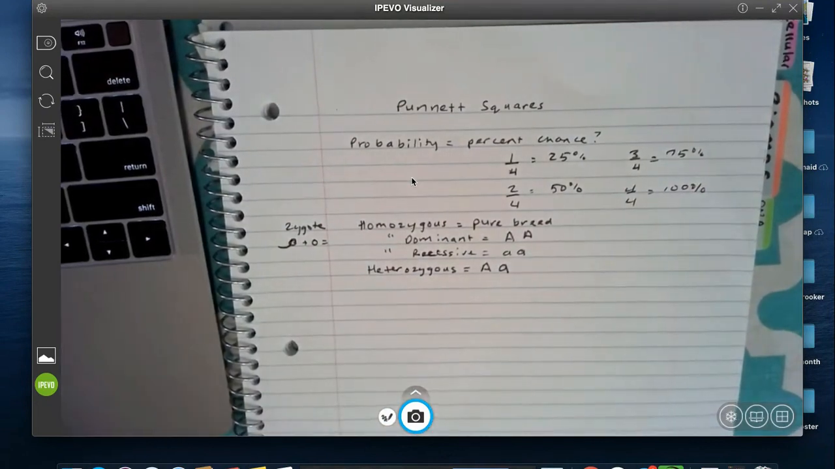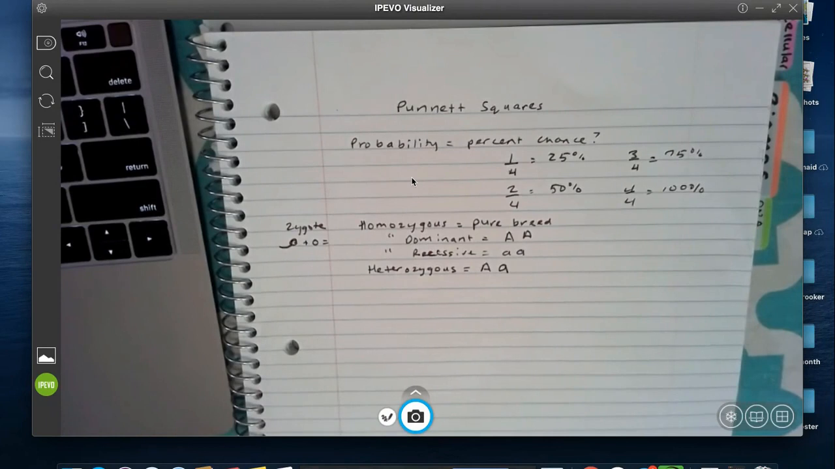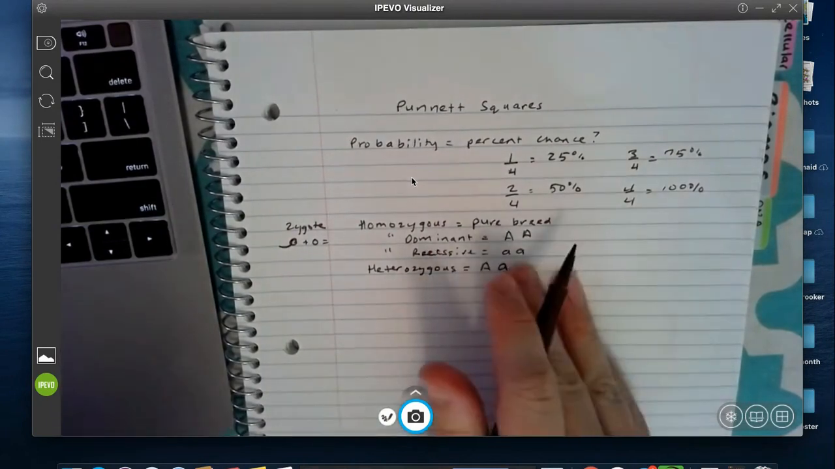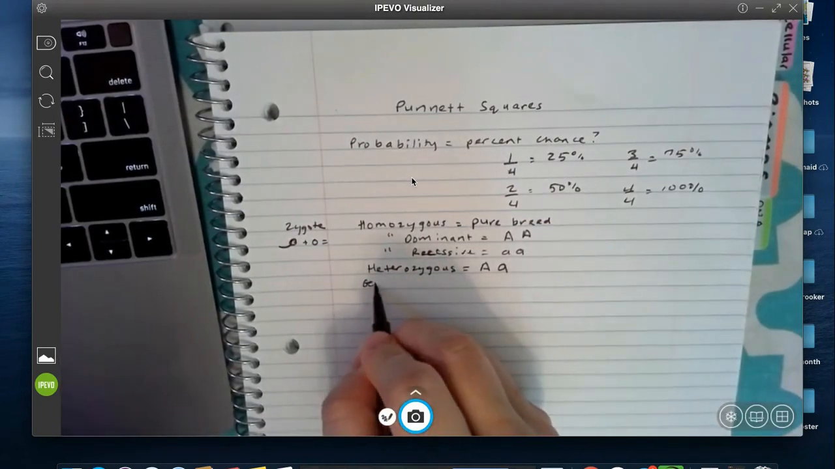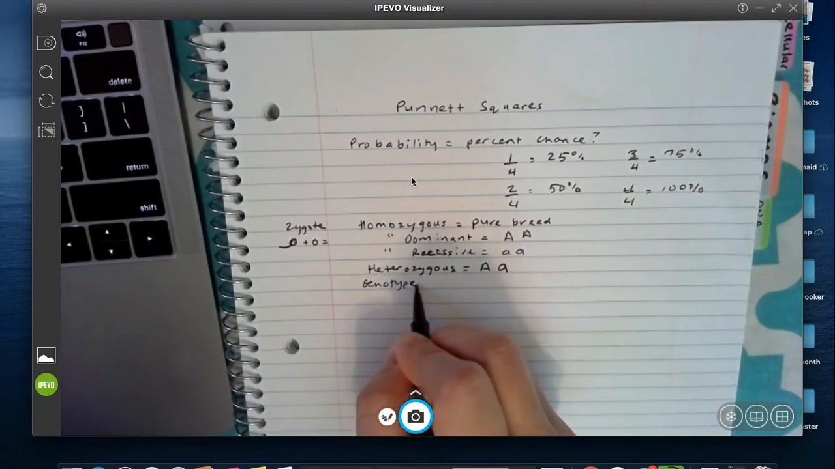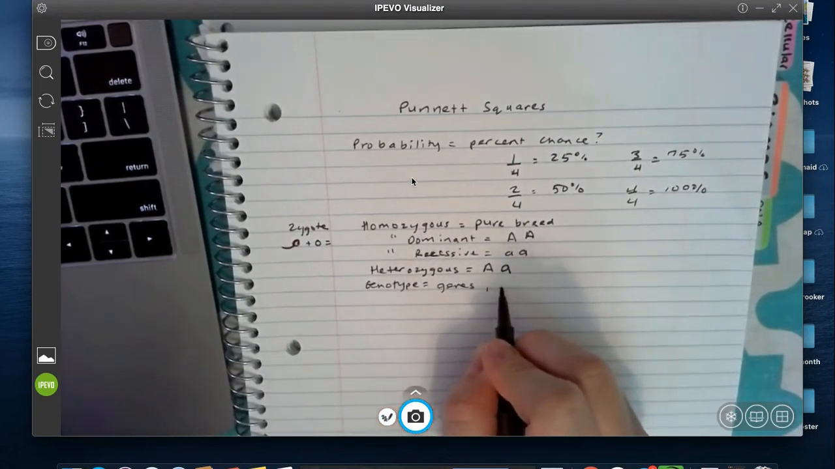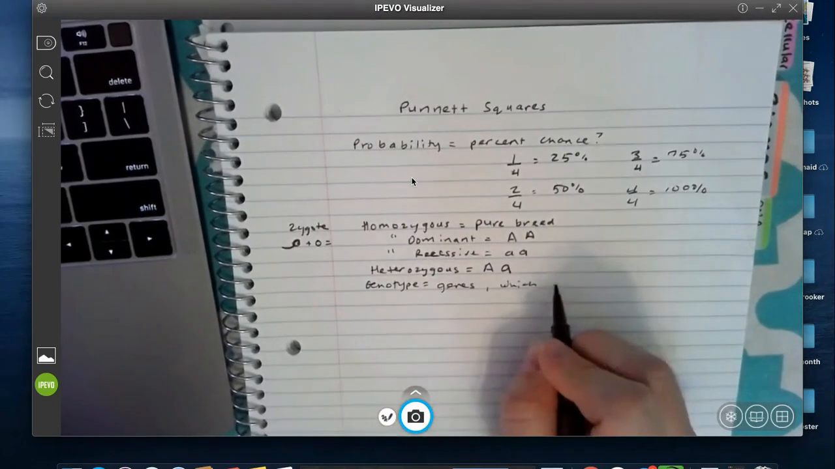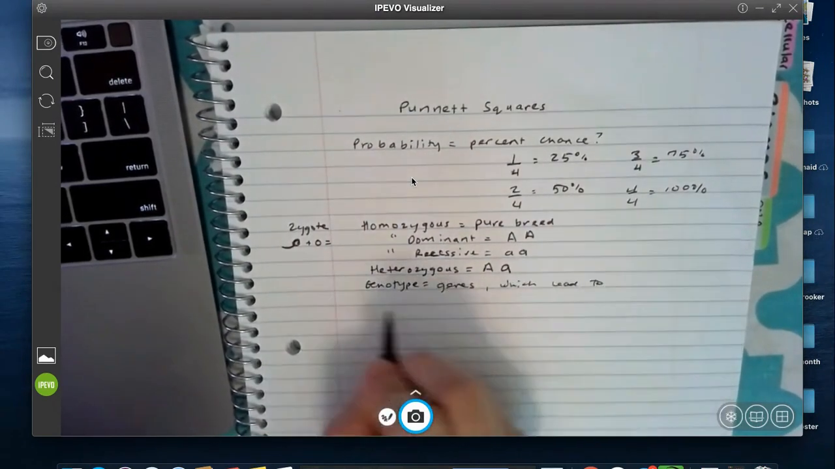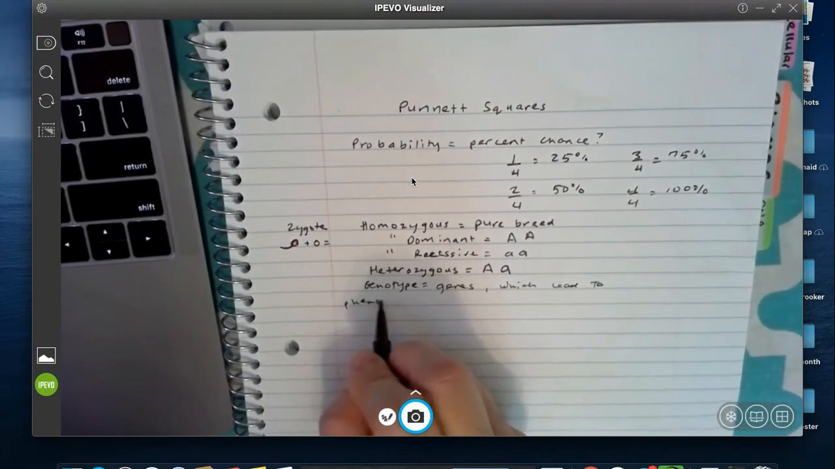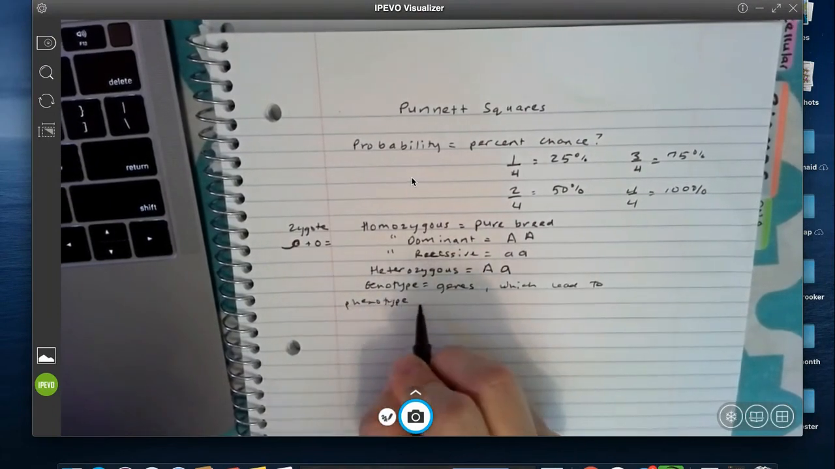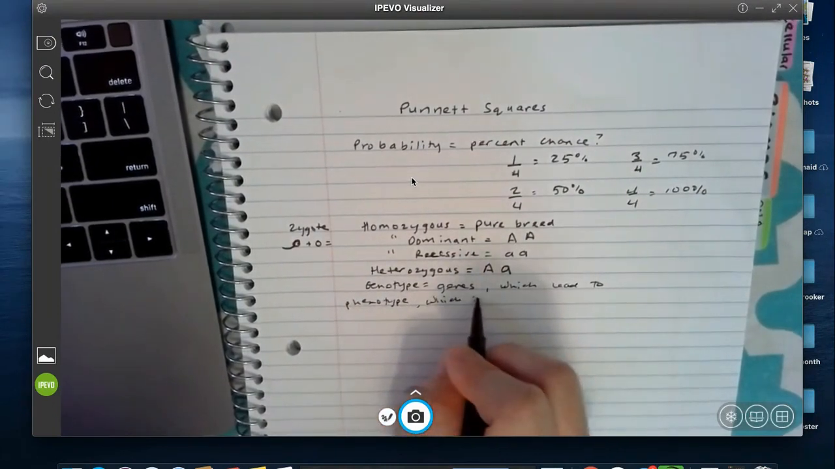So you're going to be reading these word problems that tell you what the genotype of a living thing is. So let's just remember, what is a genotype? This will be the genes which lead to phenotype, which is physical appearance.